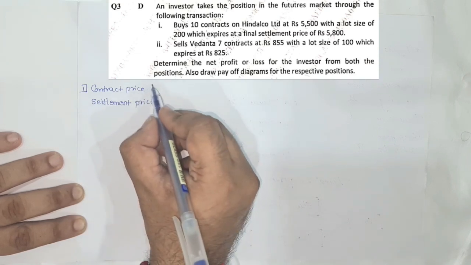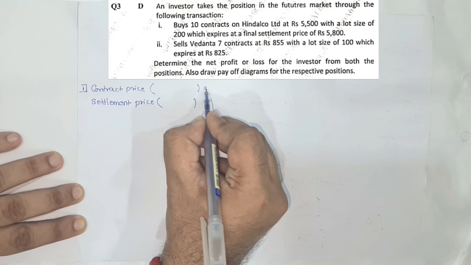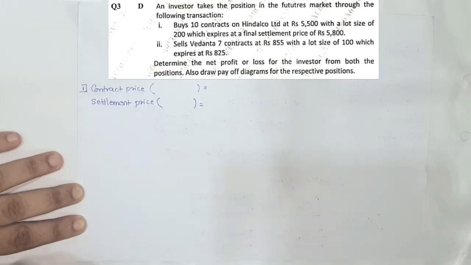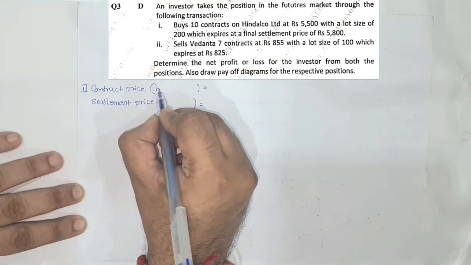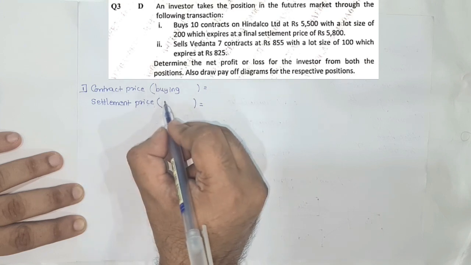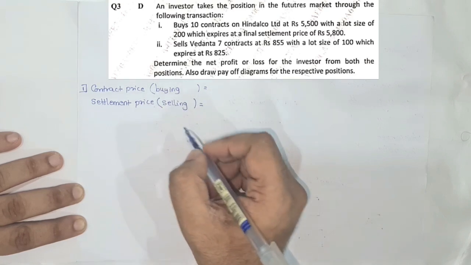Okay, so contract price is what the sum is talking about. What are you doing in the particular sum? Whether you're buying or selling, that becomes a contract price. So in the first position, he buys 10 contracts. So my contract is basically of buying. So if my contract is buying, on the settlement date, I will have to sell. The settlement price will be the selling price.